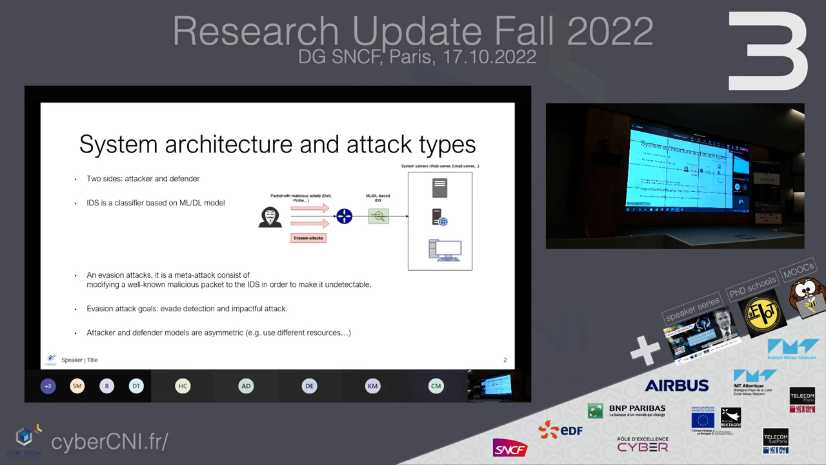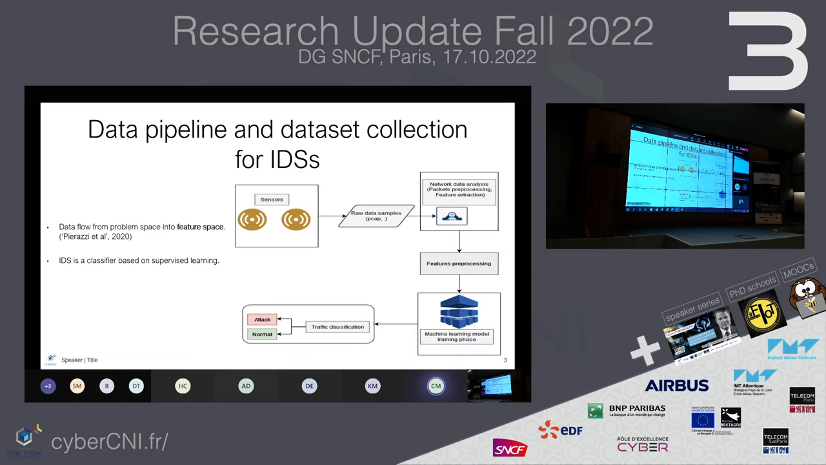So if we zoom in on the intrusion detection system and how the data pipeline works, first we start from the problem space, where we have the real attack generators, like Metasploit, Nmap, and so on. We have the real, normal network. We gather this data with a sensor and capture it as a pcap file. And then we move from this problem space to what we call the feature space, in the network data analysis, where we do the packet pre-processing, when we choose the features we want, the number of features, the number of samples, and so on. Usually, this is provided as a CSV file.